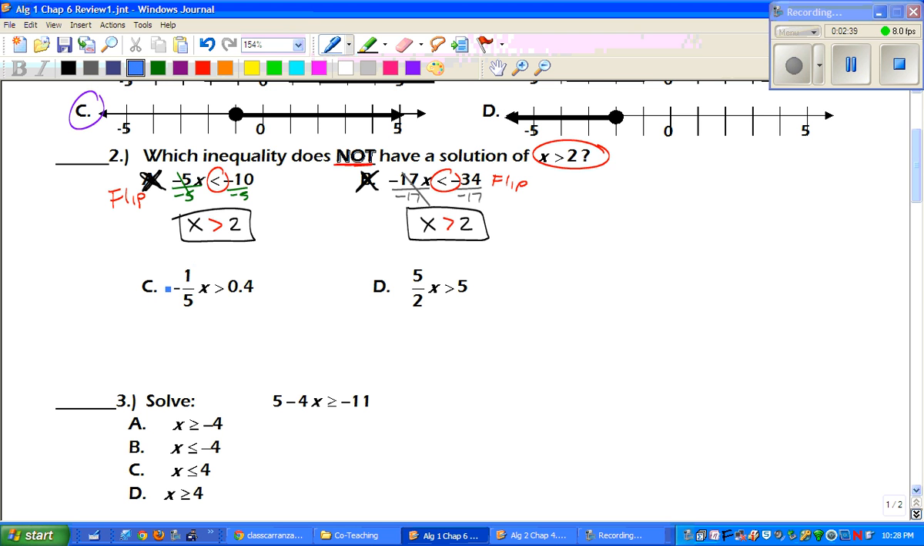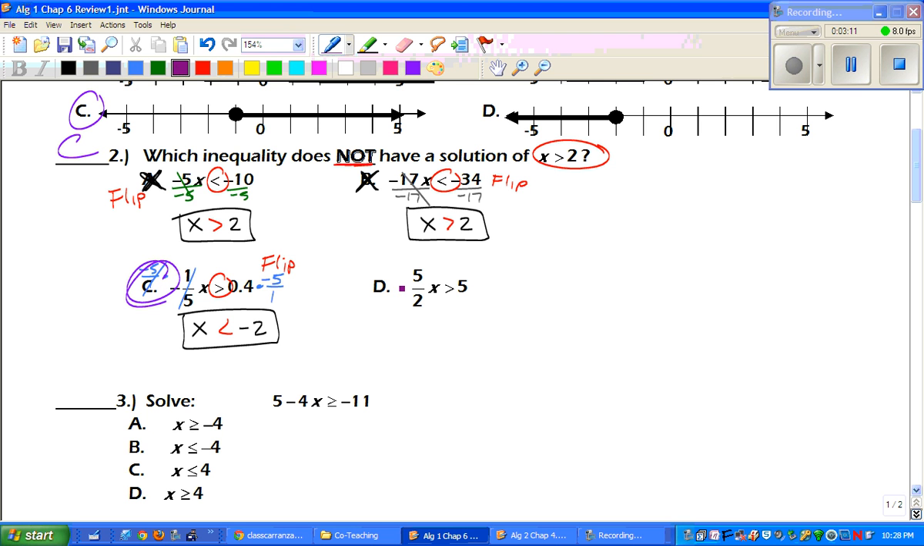Now, for C, to get rid of that, we have to multiply by the reciprocal. Those cancel. X is 0.4 times -5. If you have your calculator out, that gets you -2. We multiplied by a negative, so we have to flip the sign. X is, oh wait, x is less than 2. Well, that's different.